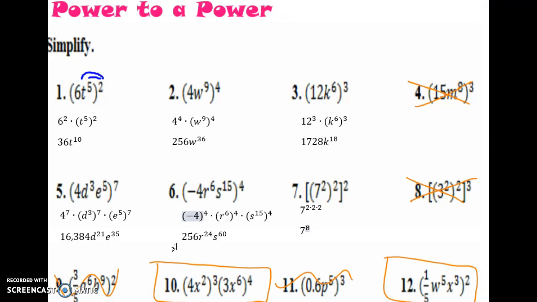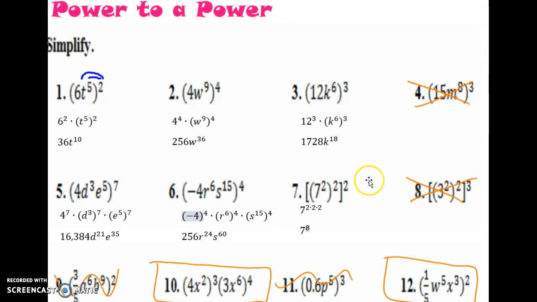If you got a negative, it means you forgot the parentheses, and remember, you can't raise a negative to a power without those parentheses on your calculator. They're above the 8 and the 9. All right, and then you would have done r to the 6th to the 4th, and 6 times 4 is 24, so it's r to the 24th. And then s to the 15th to the 4th, you would have done 15 times 4, which is s to the 60th.